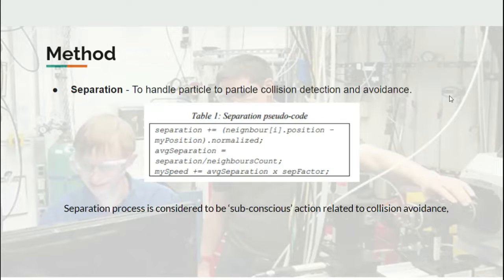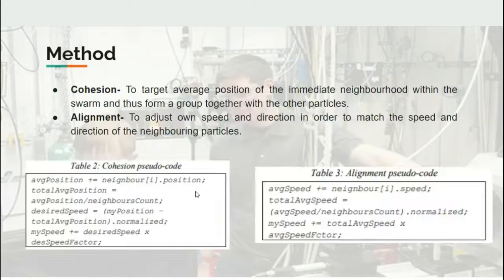There are three main characteristics of particle swarm optimization, the first of which is separation. It stems from the fact that we want particles to avoid and detect collisions with each other. What we do is for each candidate solution, we find its average distance from its neighbors, and then we influence its speed in such a way that it maintains a certain separation from them.